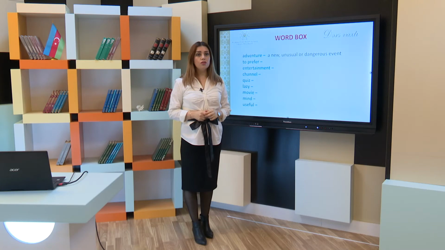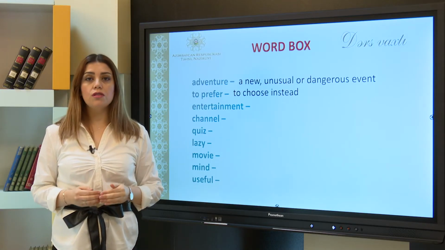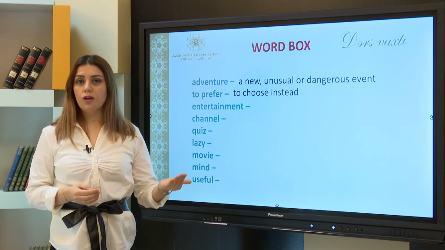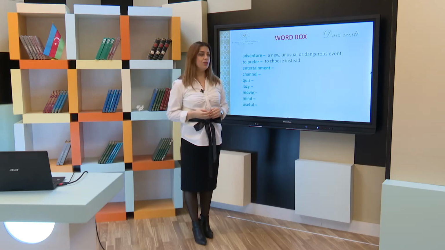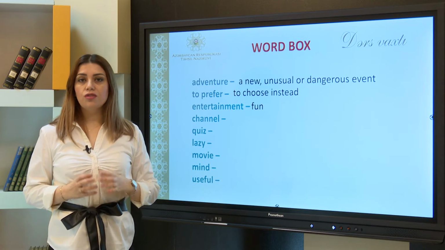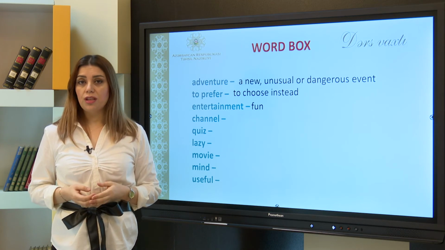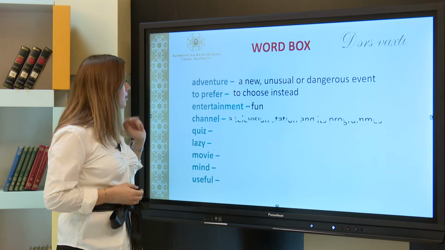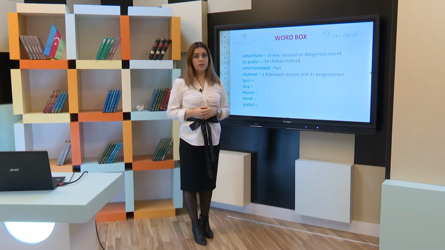The second word is to prefer. To prefer means to choose instead. So you are giving two choices and you are choosing one instead of the other. You are making choice. And the next word is entertainment, which means fun. Lots of ways that will make us have fun are means of entertainment. And channel, you know, there are lots of channels on TV, a television station and its programs.